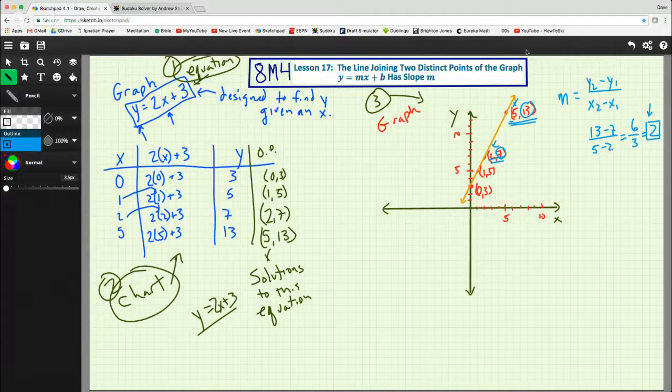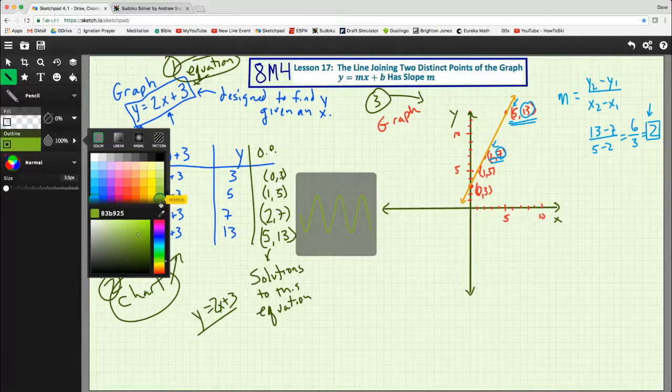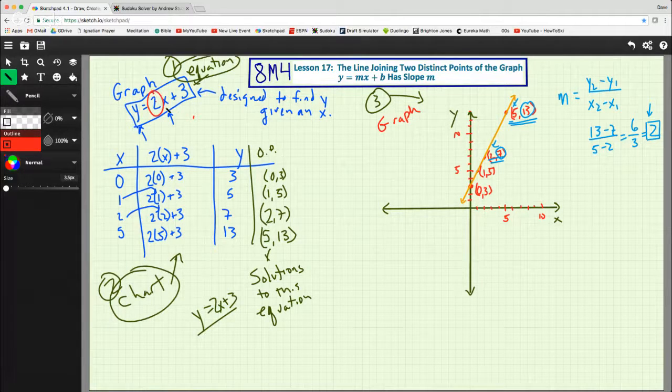Now notice the key to this whole lesson is the connection between this number here in our y equals mx plus b form and this number here, which is our slope that we calculate from 2 points on the graph, the line joining 2 distinct points. We chose 2 distinct points, found the slope, and that's 2. And that is the same as the coefficient of x whenever we have something in y equals mx plus b form. That's the connection.